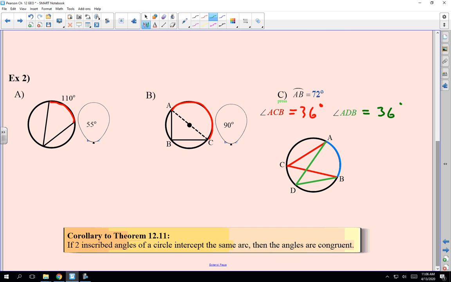All right, theorem 12.11 is a corollary. Corollary means a helper theorem, so it's a bonus theorem. Mathematicians are excited about corollaries because it's a theorem that we get for free based on the other theorem. So previous theorem 12.10. It says if two inscribed angles of a circle intercept the same arc, like we saw in this example right here that we just did, then the angles are congruent. So there you go, we got a corollary there.